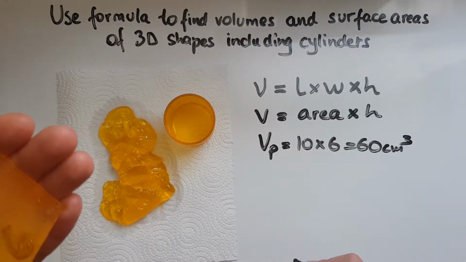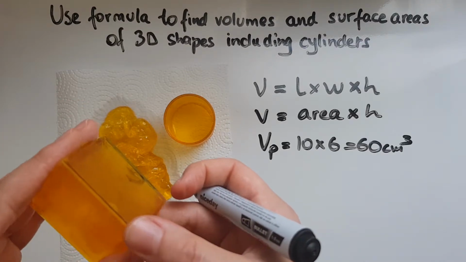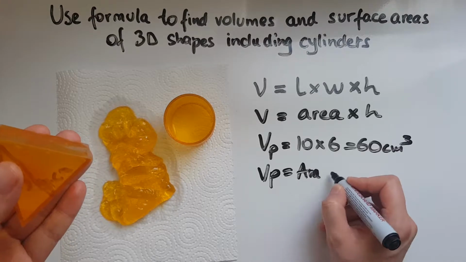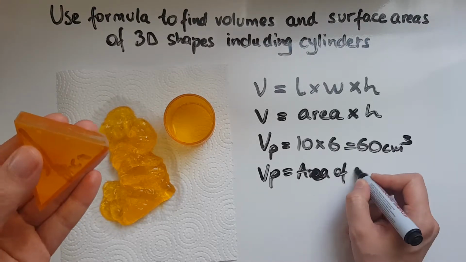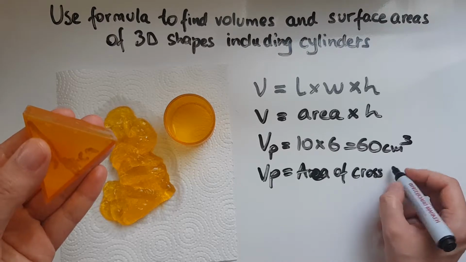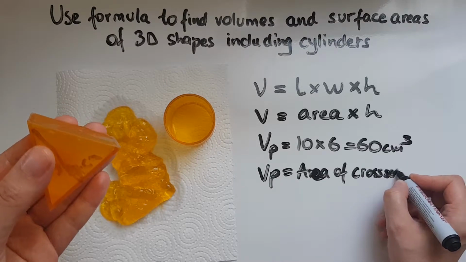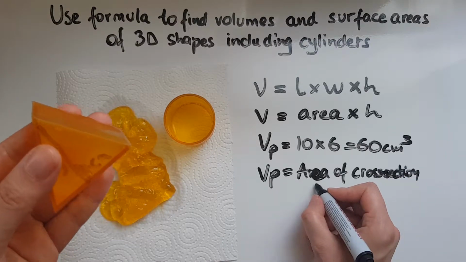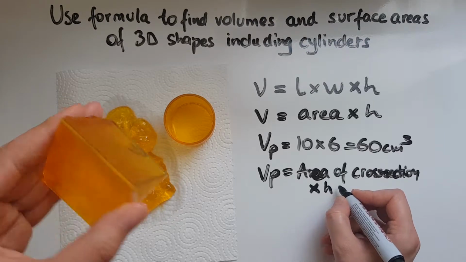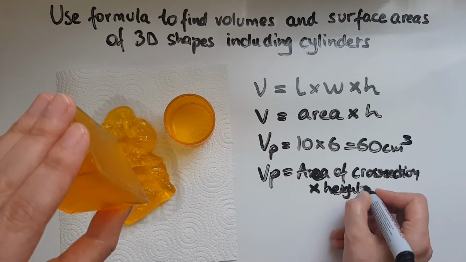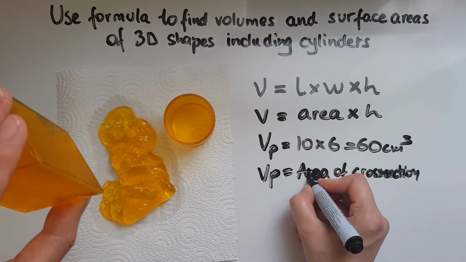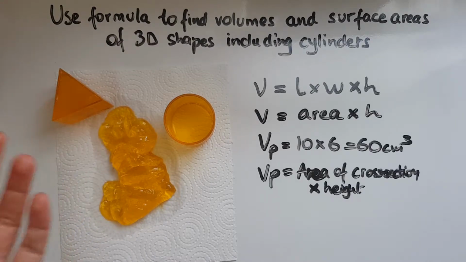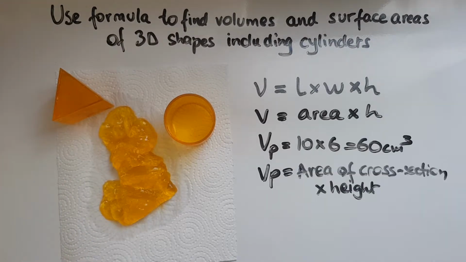So in other words, to work out the volume of the prism, we worked out the area of cross section multiplied by height or depth. So that's how we work out the volume of the prism.